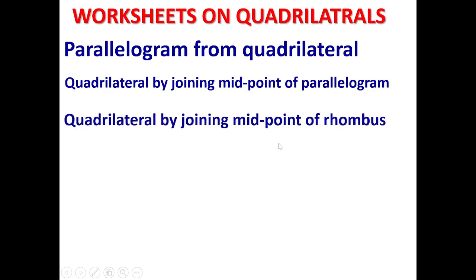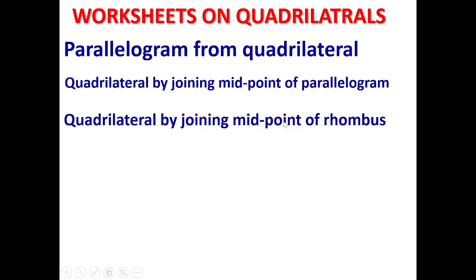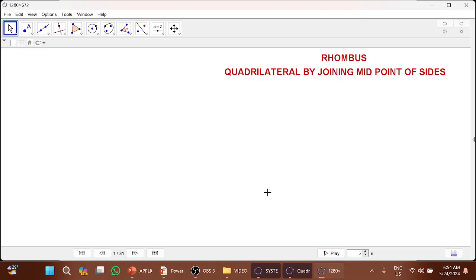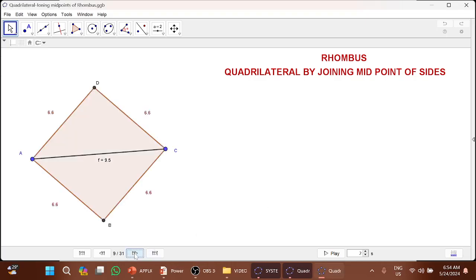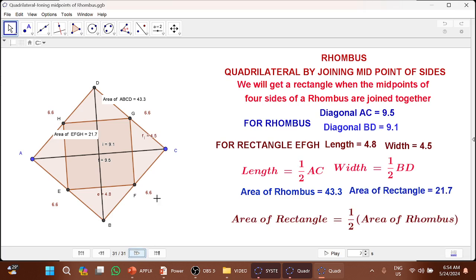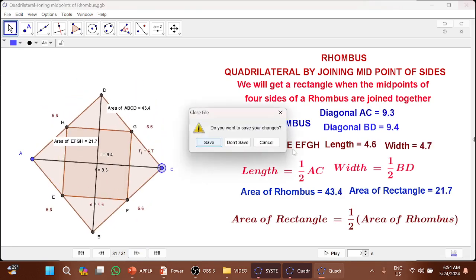Now, quadrilateral by joining the midpoints of a rhombus, what will happen? Let us show it. When you take a quadrilateral and join the midpoints, you get a parallelogram. When you take a parallelogram and join the midpoints, what will you get? By taking a rhombus and joining the midpoints, what will you get? We will get a rectangle. Now this can also be proved by a child by checking it.